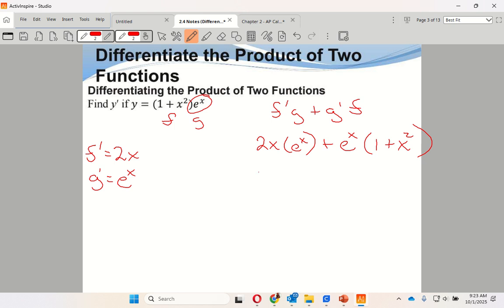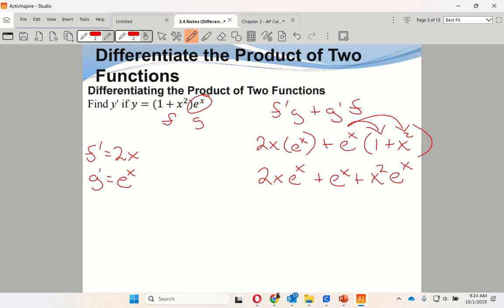So, let's multiply together. This is going to give me 2x e to the x plus, I'm going to distribute. So that's going to give me e to the x plus x squared e to the x. Do they all have something in common? They all have an e to the x.